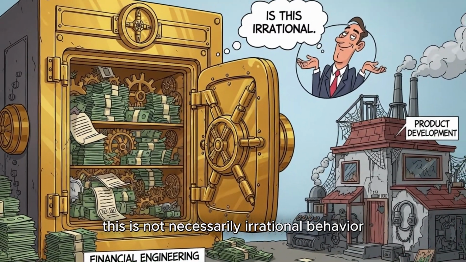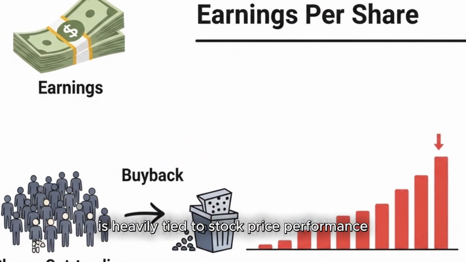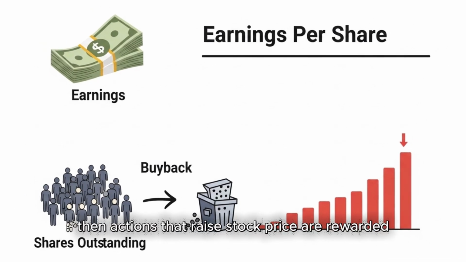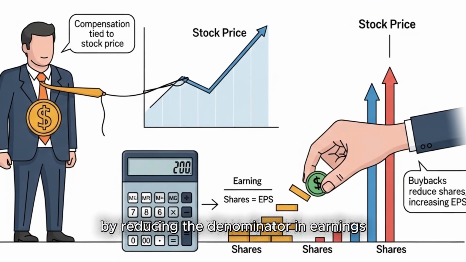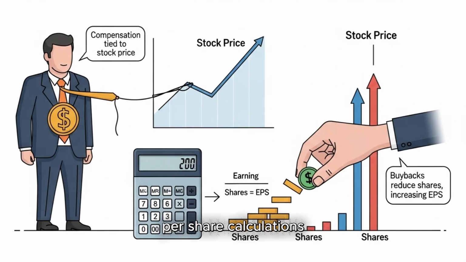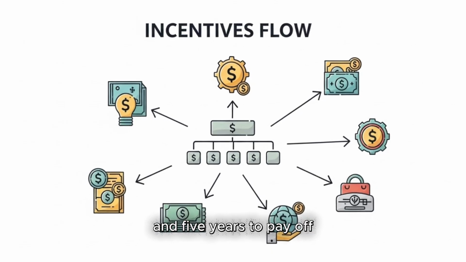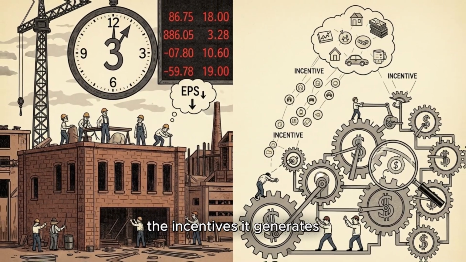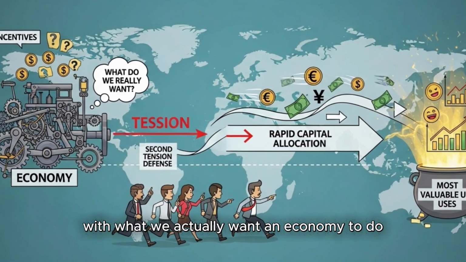This is not necessarily irrational behavior. If executive compensation is heavily tied to stock price performance, and it is, increasingly so since the 1980s, then actions that raise stock price are rewarded. Buybacks raise stock price in the short term by reducing the denominator in earnings per share calculations. Building a factory that takes 3 years to complete and 5 years to pay off does not improve this quarter's earnings per share. The financial system efficiently generates the incentives it generates. The question is whether those incentives align with what we actually want an economy to do.